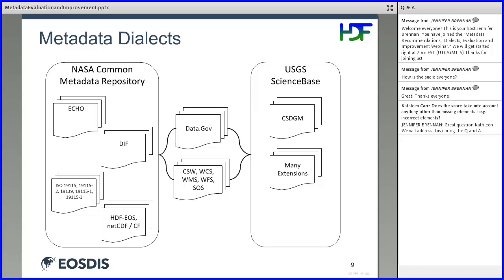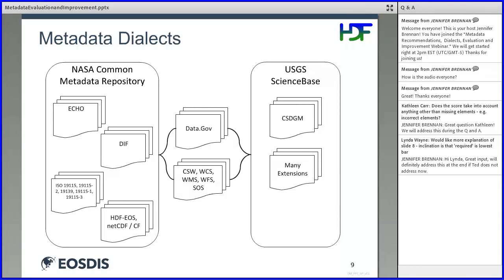And of course, as part of BETI, we're also interested in supporting standards from the Open Geospatial Consortium. So those standards, CSW is a recommendation, but there's web coverage services, mapping services, feature services, and observation services that are all like metadata dialects. So we're in a world, whether we like it or not, and we have been for quite a while, where we have multiple metadata dialects, and we also have multiple recommendations.